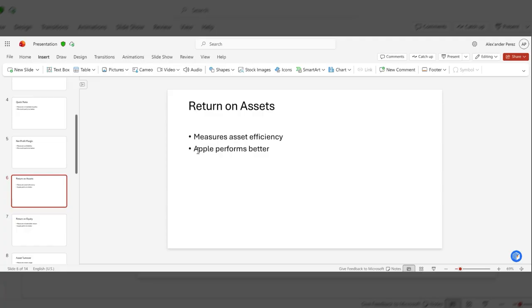Return on assets obviously measures asset efficiency. And this one, Apple actually performs better. Return on assets measures how efficiently a company uses its assets, and in this case Apple performs better, showing stronger asset utilization.